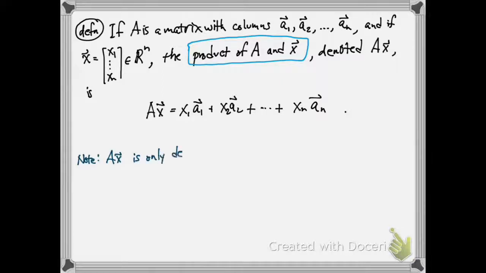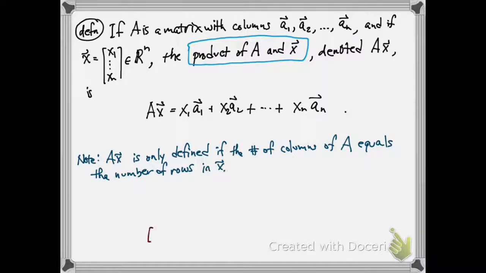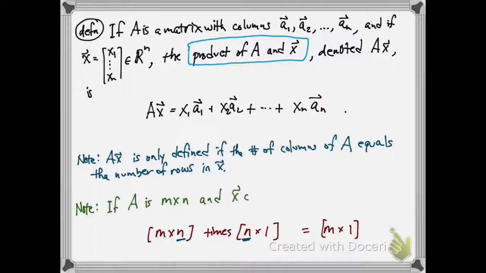So a few things to note here. The product is only defined if the number of columns of A equals the number of entries, the number of rows, in x. So an m by n matrix, I can multiply it by a vector in Rn. So I'm viewing that as an n by 1 matrix. Another thing to note is the way the sizes work out. So if A is an m by n matrix and x is in Rn, so I can take the product, Ax is going to be a vector in Rm.